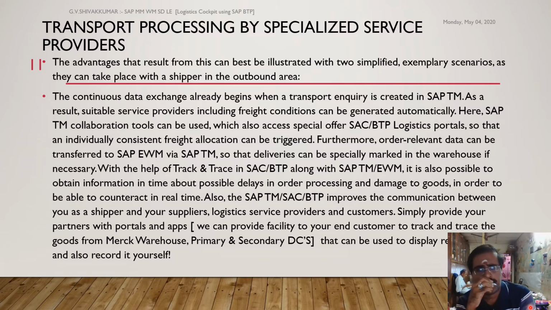I can say with the partners, with the portal and apps, we can provide the facility to your end customer to track and trace the goods from the Merck warehouse. I can say the main warehouse, that is, primary and secondary distribution centers, can be used to display relevant data and also record it for the client.